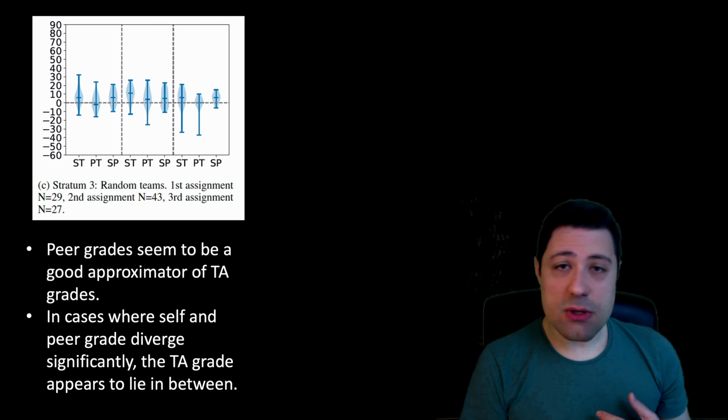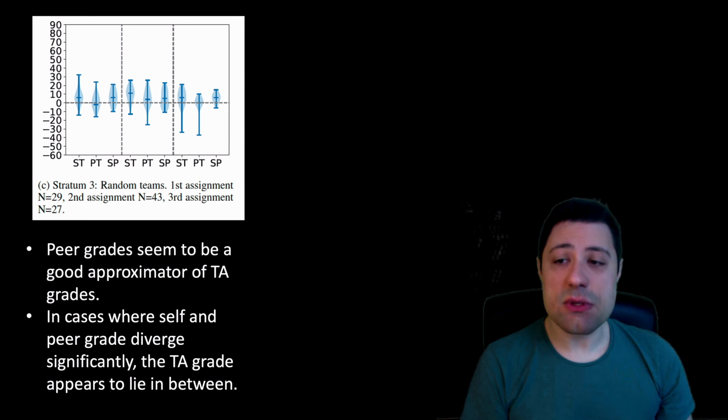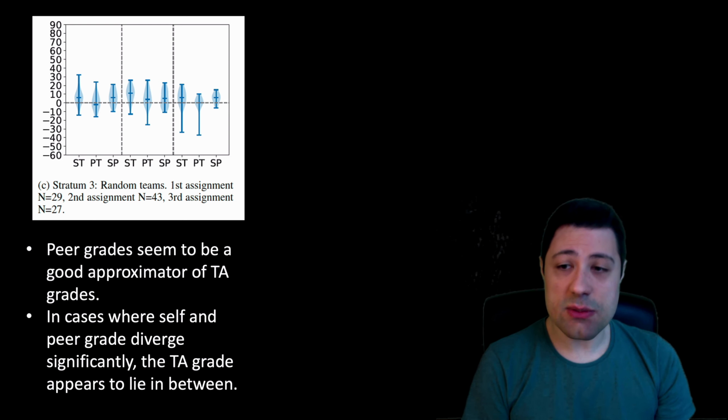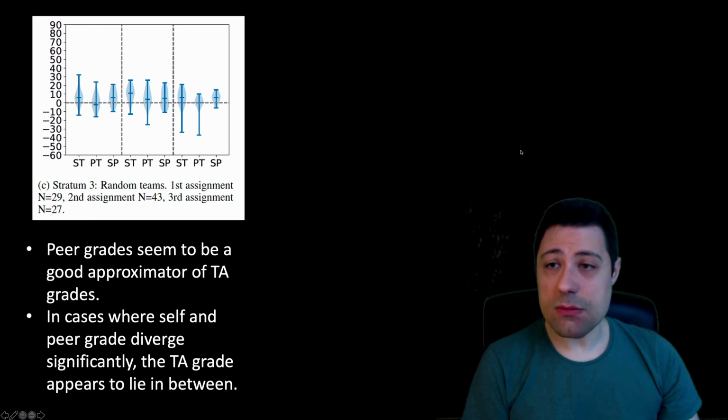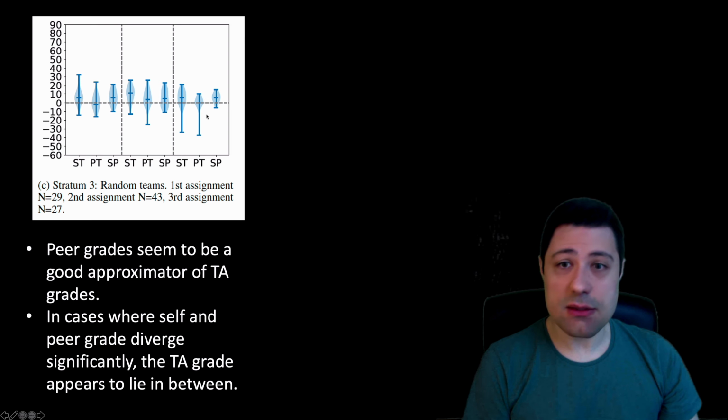If we now compare to the grades that TAs would give to these assignments, what we notice is that the peer grades seem to be a good approximator of the TA grades. So in this picture, I show the third stratum, as we call it in the paper, so the teams that were randomly selected by chance. This means they did not fit in any of the categories, so the difference was smaller than 25% between the self-grades and the peer grades, and the grades were not higher than 90%.